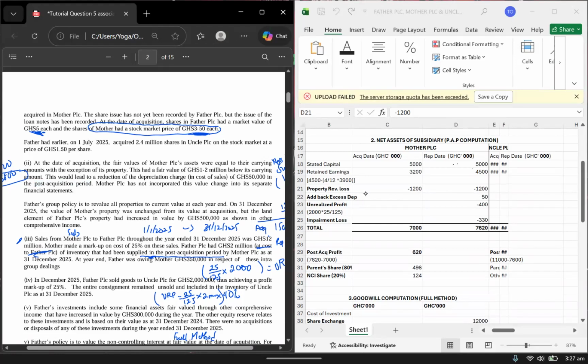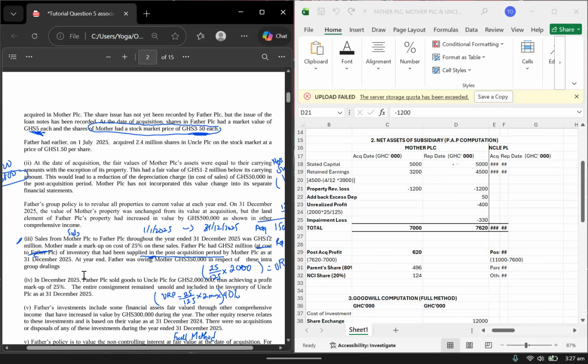Now, there is unrealized profits. If the unrealized profit is here, it means that what? A subsidiary sold to the parent. Okay, so where is it? They said sales from Mother PLC to Father PLC throughout the year ended 31st December 2025 was 12 million. So I said earlier that this 12 million is in relation to the sales for the whole year, so the pre-acquisition and the post-acquisition.